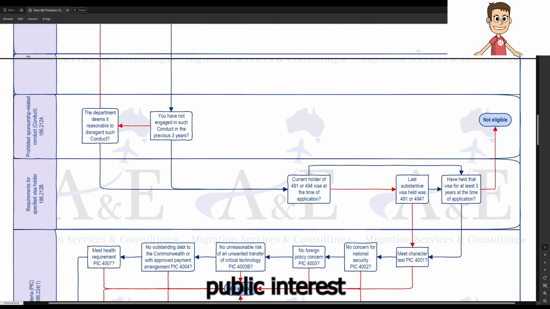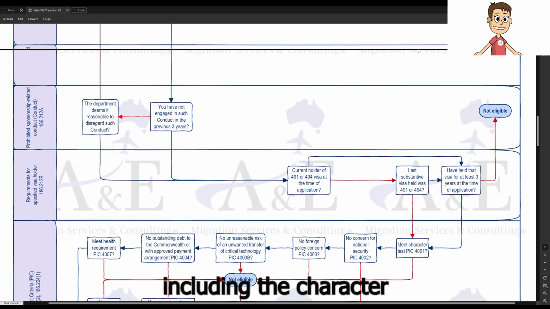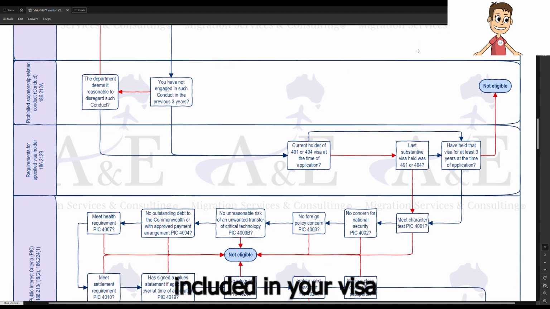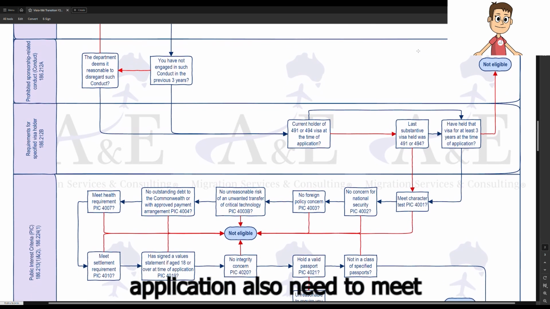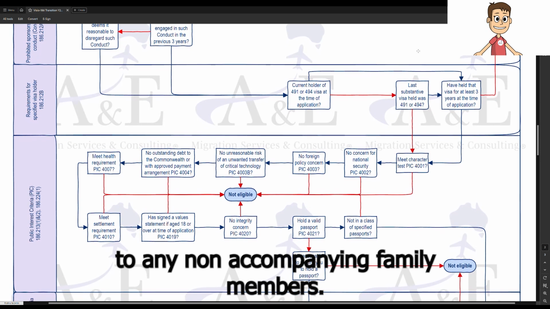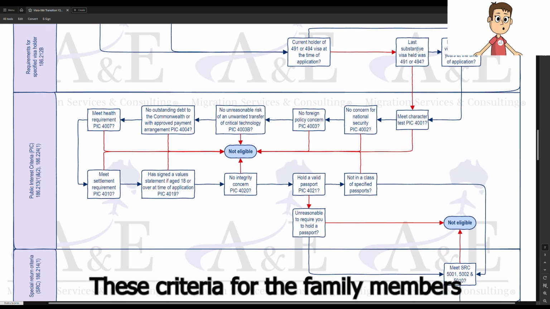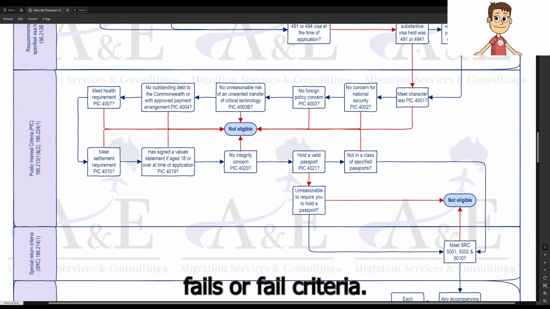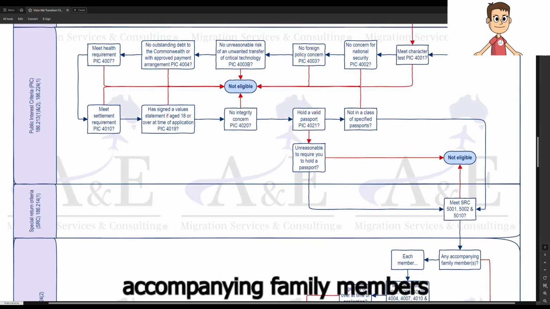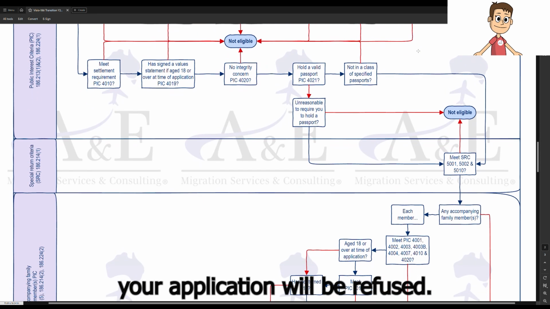There are various public interest criteria and special return criteria that you must satisfy, including the character and health requirements. Any accompanying family members included in your visa application also need to meet these criteria. Public interest criteria also apply to any non-accompanying family members. These criteria for the family members to satisfy are called one fails, all fail criteria. This means that if any accompanying or non-accompanying family members do not meet these criteria, your application will be refused.